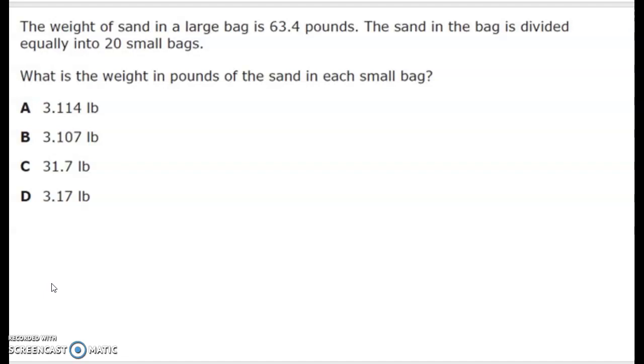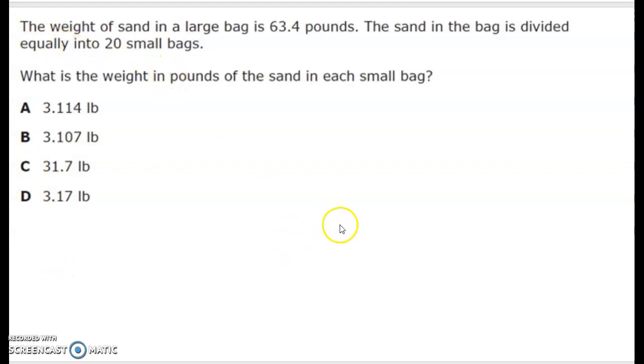The weight of sand in a large bag is 63 4/10 pounds. The sand in the bag is divided equally into 20 small bags. What is the weight in pounds of the sand in each small bag?